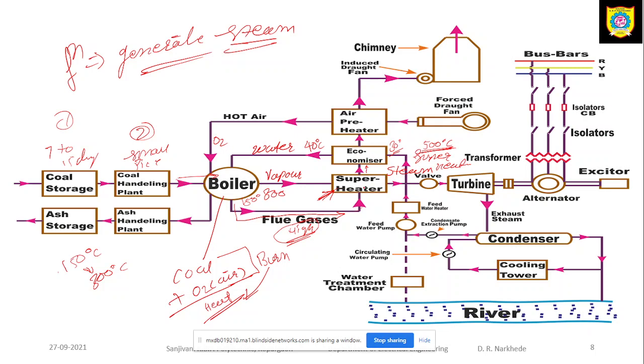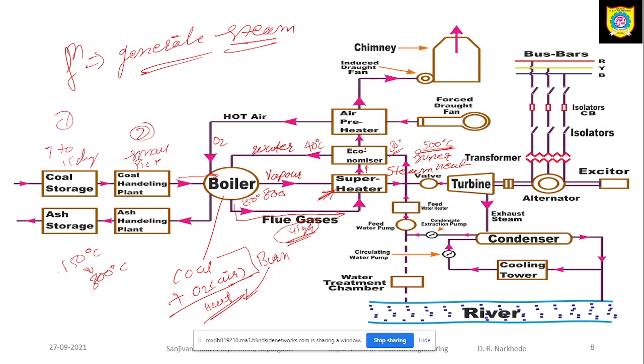The water flowing inside the economizer has a lower temperature, and the gases passing alongside it have a higher temperature. So the water will extract the heat of the outside flue gases, and then it is fed to the boiler. So here also my thermal efficiency is going on increasing.